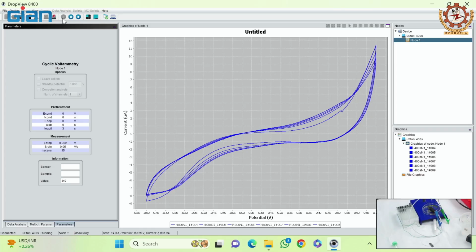So there are two more steps to go. Once the CV is completed, we will do a stabilization step, and the last step would be calibration. In calibration, we will check the linear range of our sensor by using known concentrations of glucose.